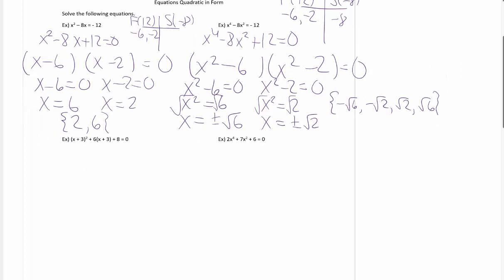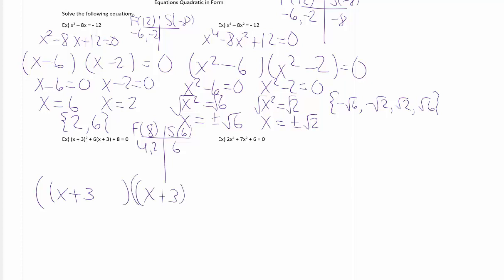Okay, let's take a look at the next example. So here I'm taking the quantity x plus 3 squared plus 6 times a quantity x plus 3 plus 8. So again, I'm going to do it similarly to above. Factors of 8 whose sum is 6. That's going to be 4 and 2. 4 plus 2 is 6. Now, what value times the exact same value gets me to x plus 3, the quantity squared? That's x plus 3 times x plus 3. Now, I can put in then plus 4 and plus 2.